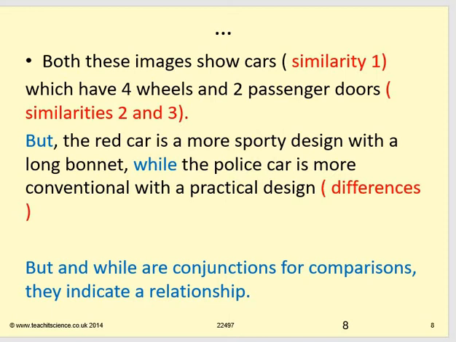That's the first part. The second part of the answer starts with a but, and these are the differences. But the red car is a more sporty design with a long bonnet, so say what it is and how you recognise that, while the police car is more conventional with a practical design. So this is a sentence about differences. But and while are conjunctions that allow you to make a comparison. They indicate the relationship between the differences and why they are like that.